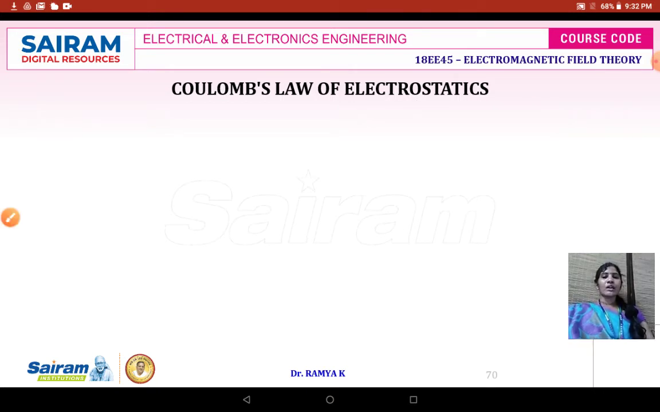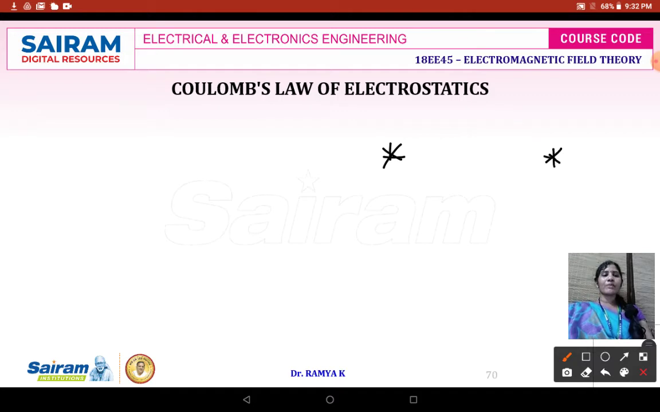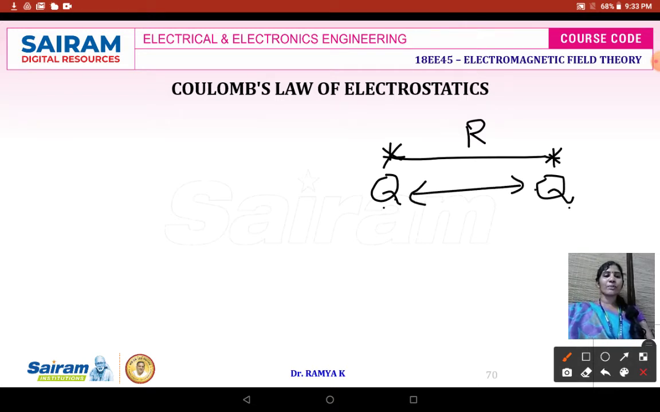So to explain Coulomb's law, you are going to consider two point charges separated by a distance of r meters. Two tiny small objects, that is this Q and this Q. Both are two tiny small objects. So when you are keeping two charges, there should be a force of attraction or a force of repulsion, depending upon whether it is a like charge or unlike charge.